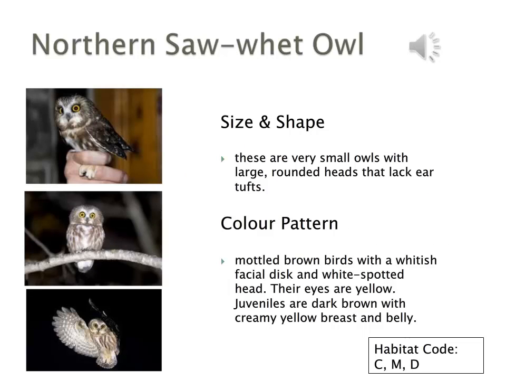The northern saw-whet owl, these owls are very small, as you can see here by the relative size to a hand. They've got large rounded heads with no ear tufts. They're mottled black and brown. They've got a facial disc, which is the feather patterning at the front of their face. They have a white-spotted head, and the eyes are very yellow.